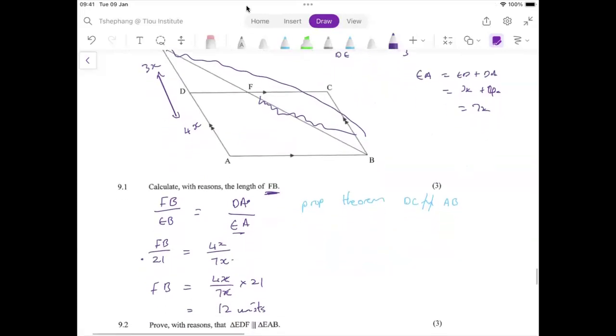Okay. Now I multiply both sides by 21 so that I can find FB by itself. So FB is equal to 4x over 7x multiplied by 21. Then that's the mistake that I made. I said it's 21, whereas it should be 12. It was a silly mistake on my side. The final answer is 12. 4 over 7 multiplied by 21 should give you 12 instead of 21. Let's just double check. 4 over 7 times 21. Yes, it gives you 12 units. I think we're all happy with 12 units. Okay, hope it's clear.